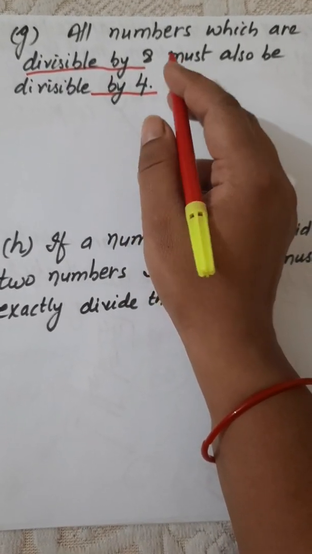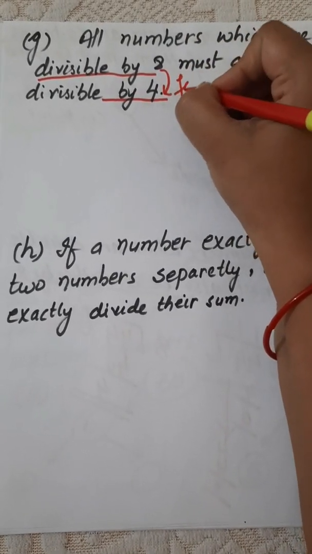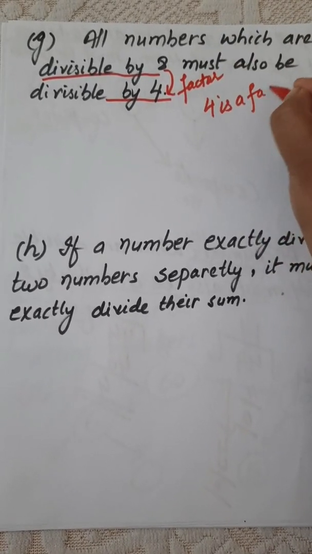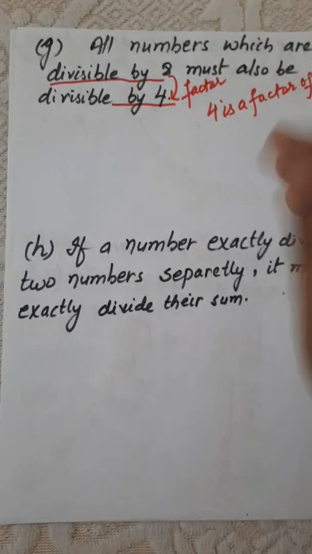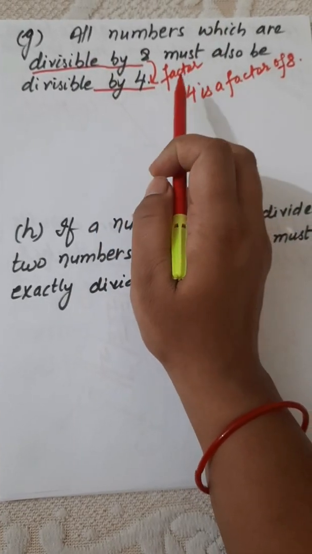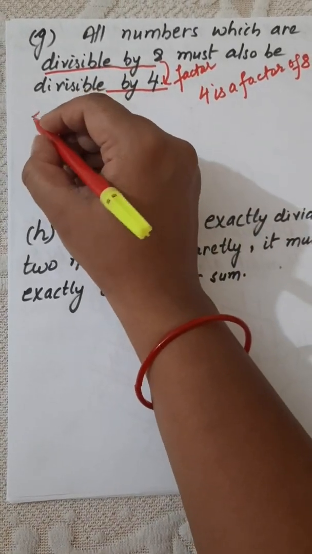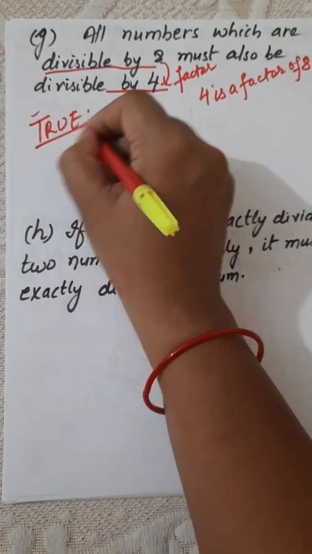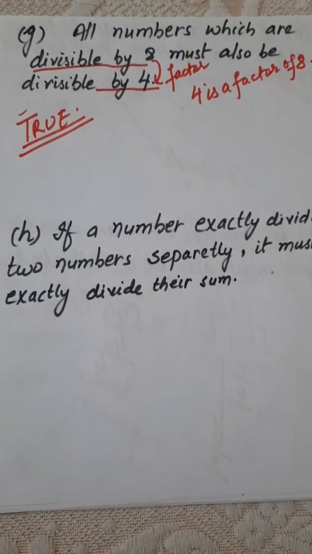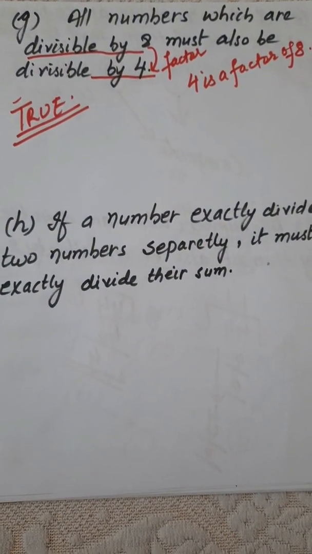As we did in the rule, if the number is divisible by any other number, then it is also divisible by the factor of that given number, and we know that 4 is a factor of 8. So if the numbers are divisible by 8, then all those numbers must be divisible by 4 because 4 is a factor of 8. So this is a true statement, as we did this rule at the start of this video. Then we have H part.